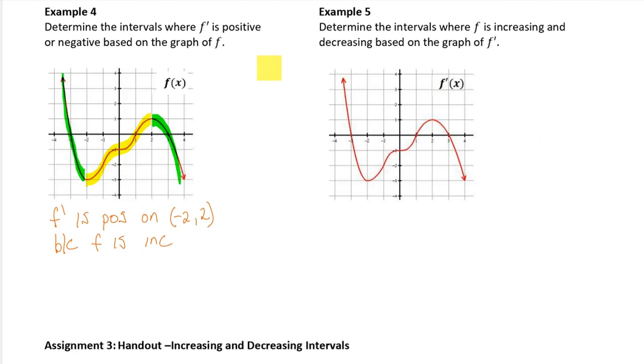So the other one says, where is f prime positive or negative? So the negative intervals are the green ones. F prime is negative or less than 0 on, so we're going to go -infinity to -2. And what's the second one? 2 to infinity because f is decreasing. All right?